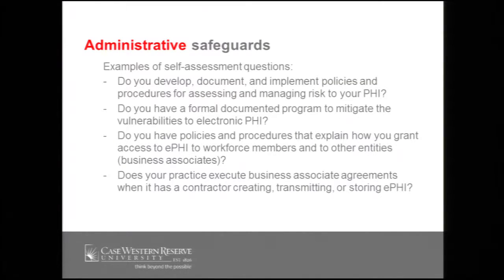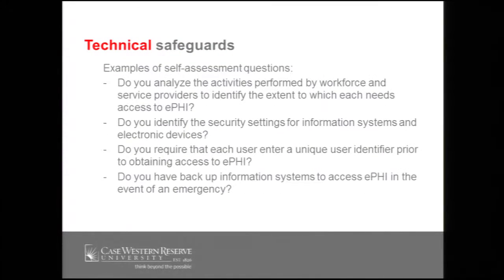Administrative safeguards focus on management practices and policies of the covered entity, such as whether the covered entity has policies explaining how it grants access to PHI to its workforce members, whether the covered entity signs business associate agreements with its business associates. This slide shows examples of technical safeguards, such as whether the covered entity identifies appropriate security settings for different info systems.